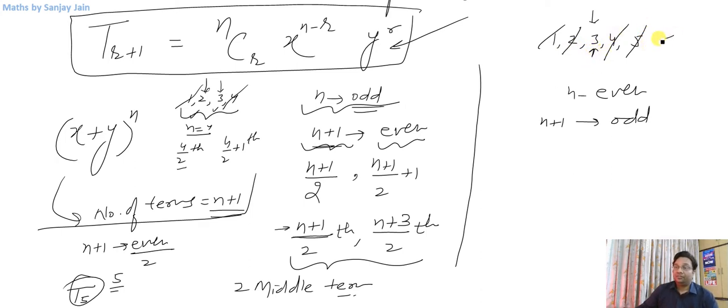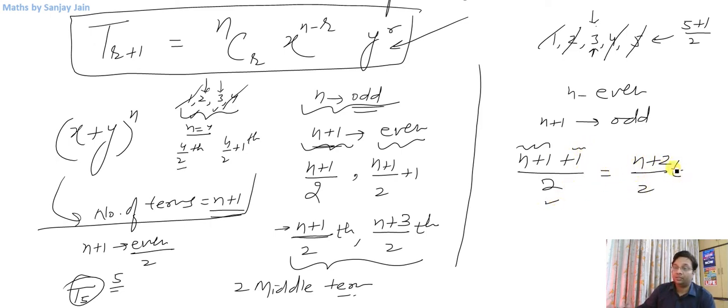So what will be that middle term? If there were 5 terms, the third term was my middle term. How do I obtain this? 5 plus 1 by 2. So I'll add the number of terms plus 1 and divide it by 2, and it will be completely divisible by 2. Why? Because n plus 1 is odd, and if I add 1 to it, it becomes even, and an even number is completely divisible by 2. So the (n plus 2) by 2th term will be my middle term if n is even.